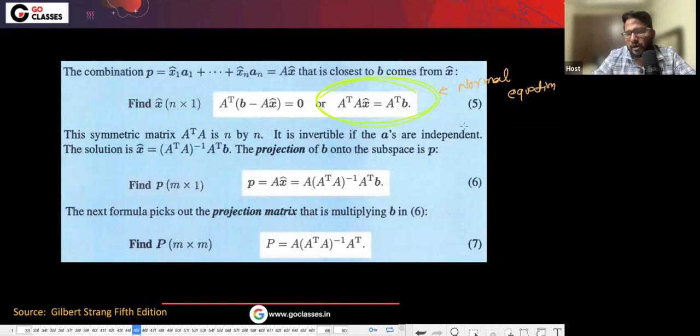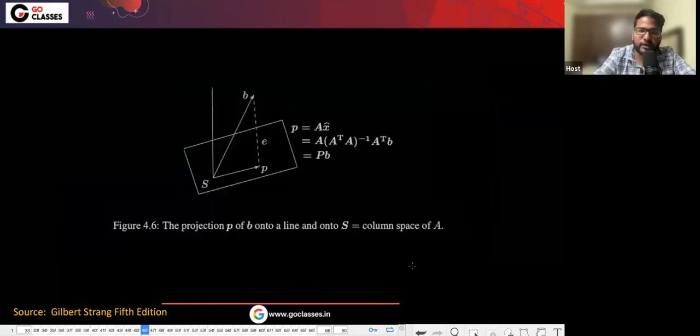We will talk about it later also. So I'm just telling you one name. This is called the normal equation. Okay. So this projection that we have got in the projection matrix is this. See here, this is a projection A x cap, and the x cap is coming out to be this. So the projection matrix is actually this.